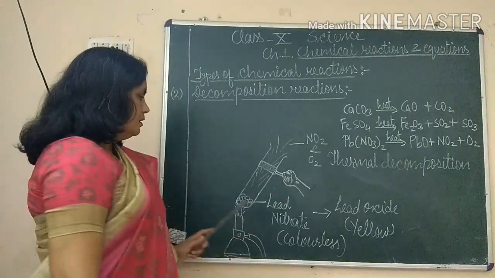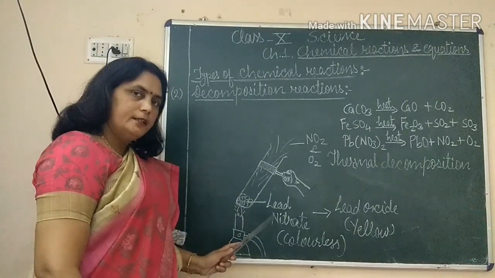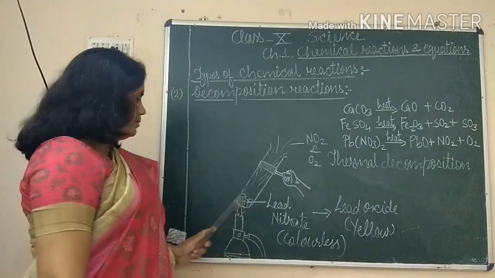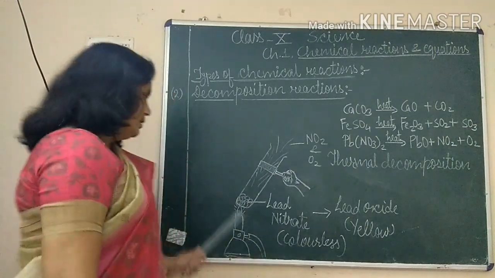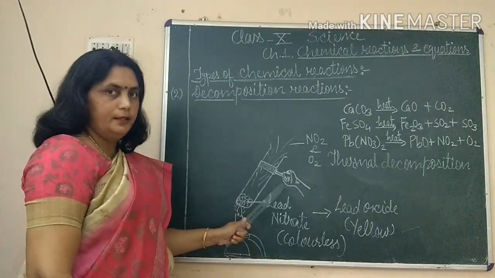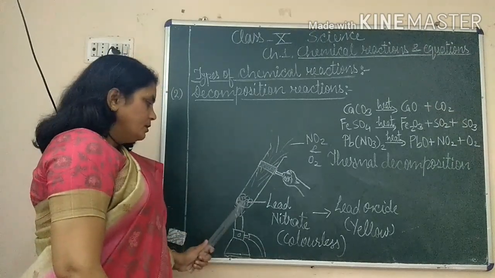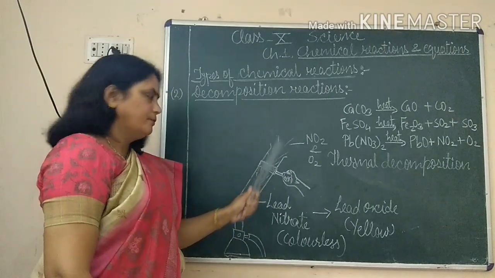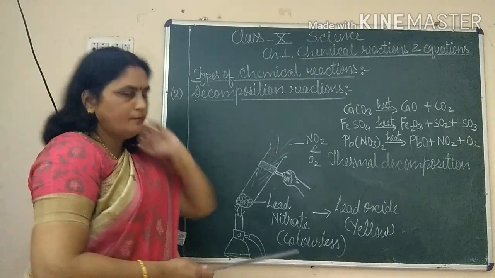Now let's see how the decomposition of lead nitrate is carried out in laboratory. This is a boiling tube. In this boiling tube, we have taken about 2 grams of lead nitrate. Now we heat it, we hold this boiling tube with a test tube holder. It is a must. Then we heat it on a burner. We can see brown colored fumes coming out. These brown colored fumes are of nitrogen dioxide gas.